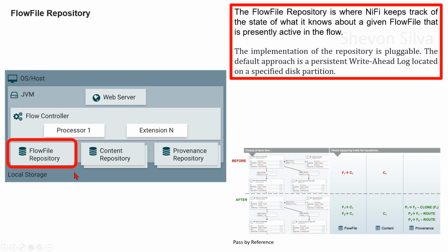Now we are focusing on the FlowFile Repository. The FlowFile Repository is where NiFi keeps track of the state of what it knows about a given flowfile that is presently active in the flow. The implementation of the repository is pluggable. The default approach is a persistent write-ahead log located on a specified disk partition.